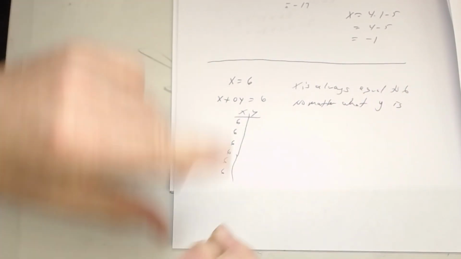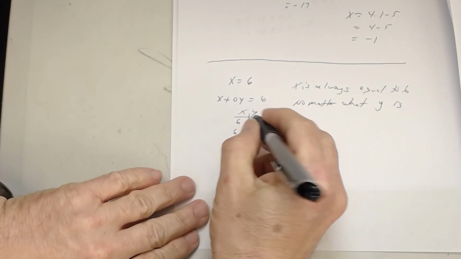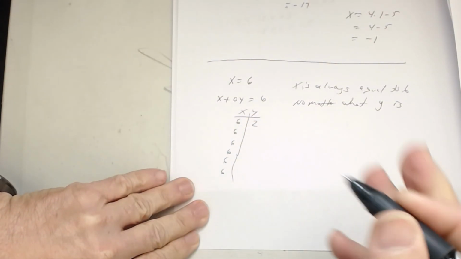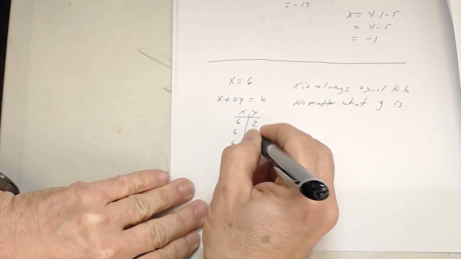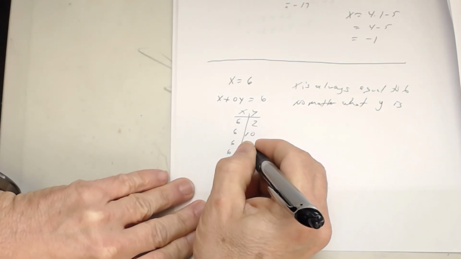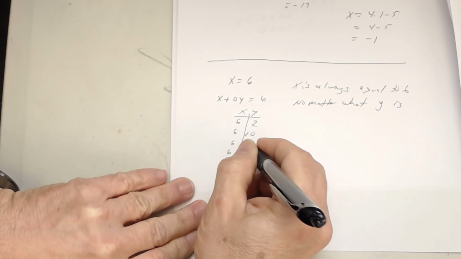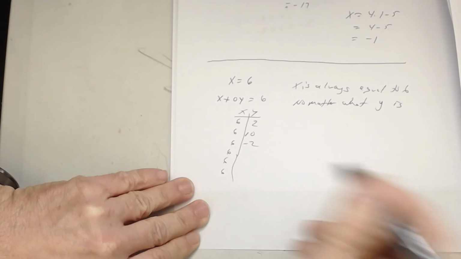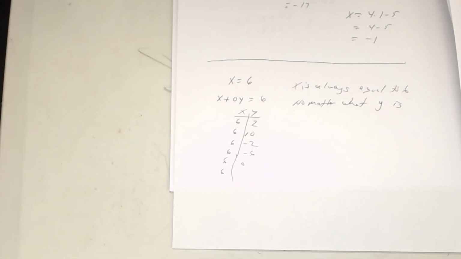So y could be anything. If x is 6, y can be what? 2. If x is 6, y can be what? 10. If x is 6, y can be what? Okay, let's use some negatives. Negative 2. If x is 6, y can be negative 6, 0, and so on, right? Even some decimals, even some fractions.